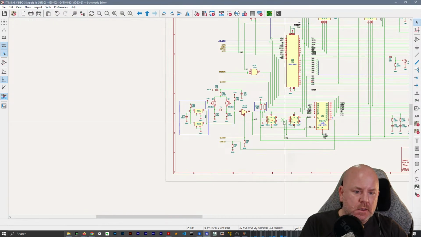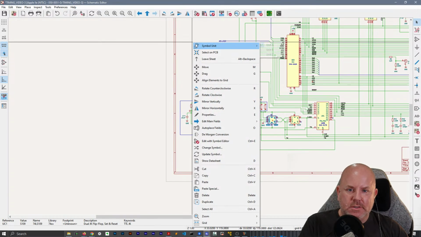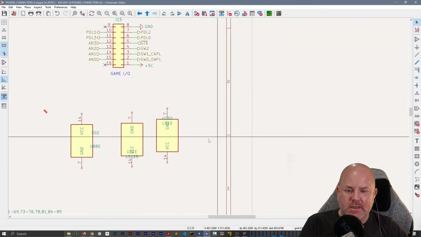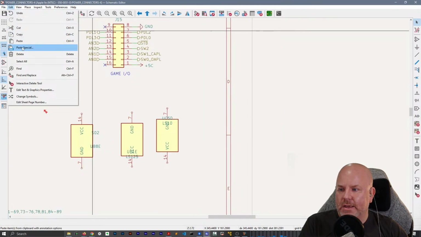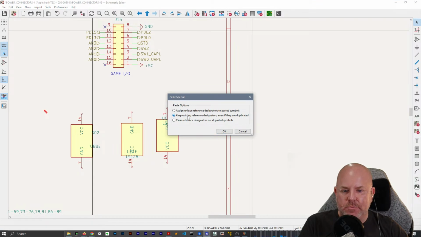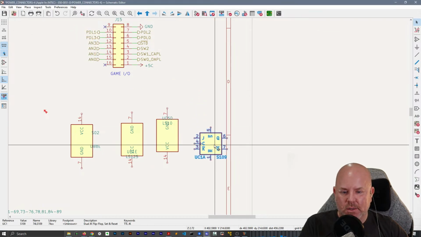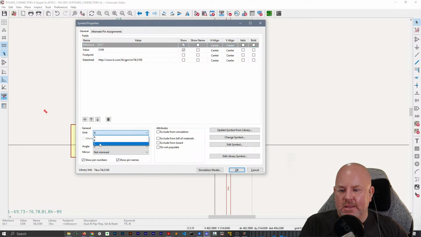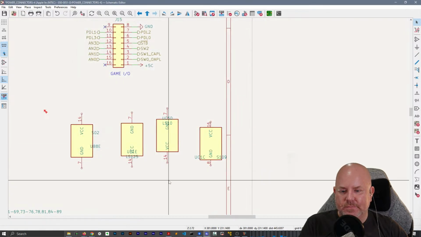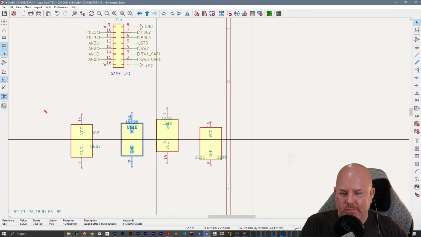All right. Whatever. I want to try something this time. I'm going to leave here, come back in here. I'm going to do edit, paste special, keep existing reference designator. That's what I want. And then I can change this to C. Okay, let's clean this up now.